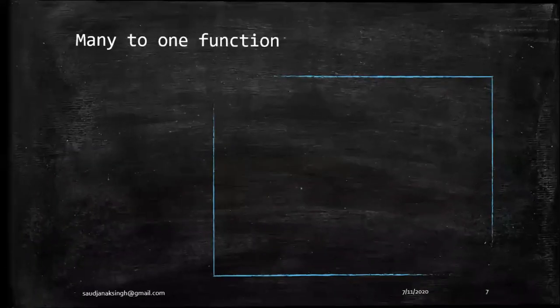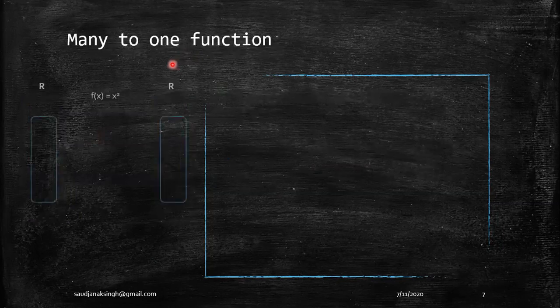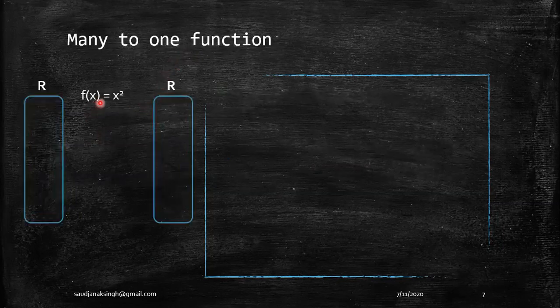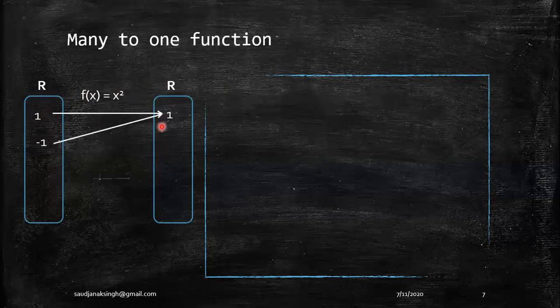And second, many to one function. Suppose the function is defined as f of x equal to x squared. Also, it is from the set R to set R, real number to real number. 1 square is 1, minus 1 square is 1, 2 square is 4, minus 2 square is 4.